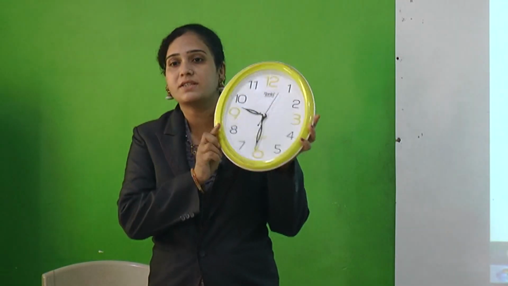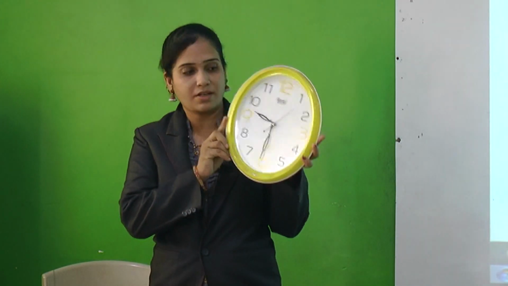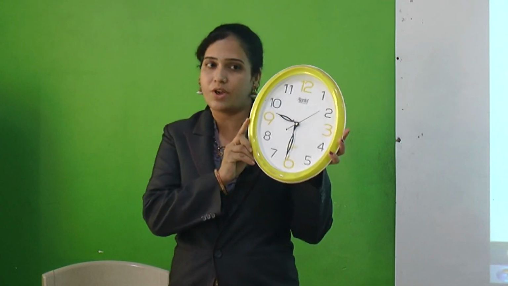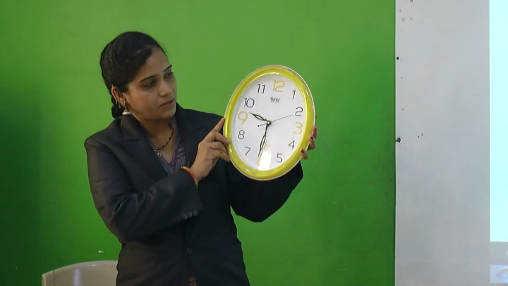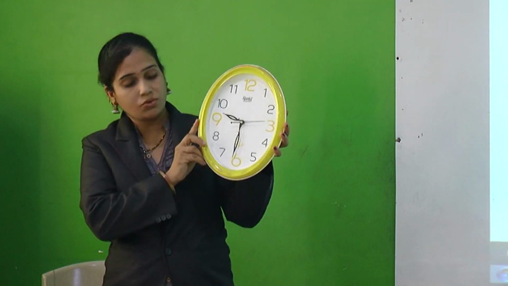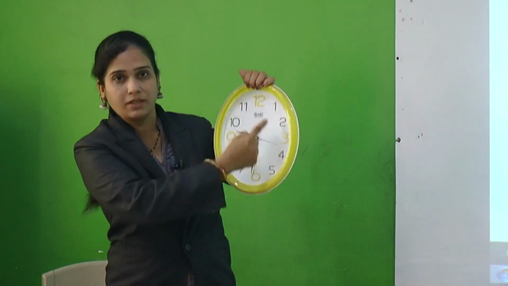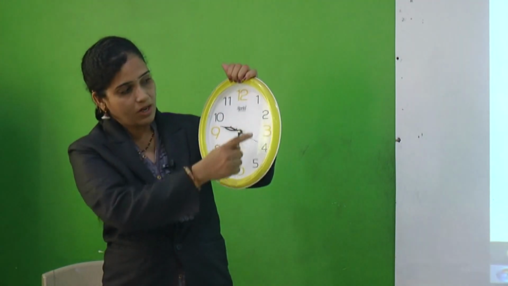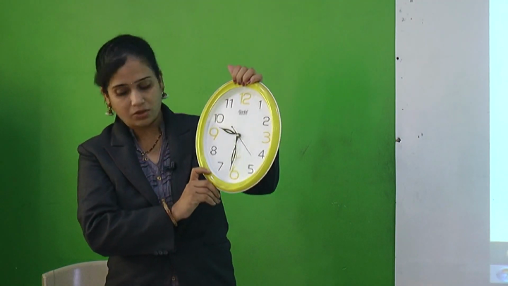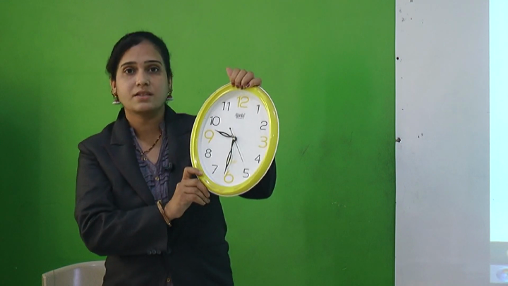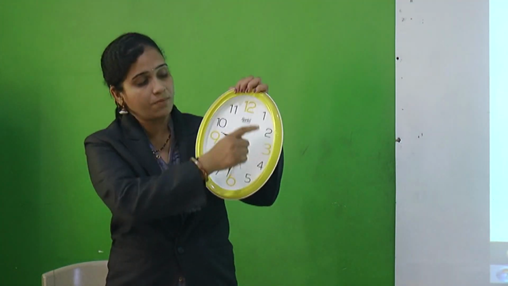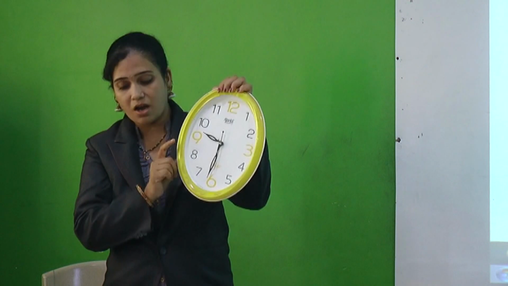Before that, I want to check your previous knowledge, so just give me the answers. Now students, see, what is this? Yes, this is a clock. Very good. So students, look at this clock. What do you see here? You will see 12 numbers. The 12 numbers on the face of a clock, each number tells us time in hours.